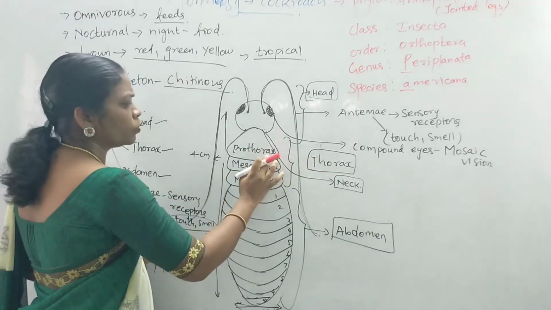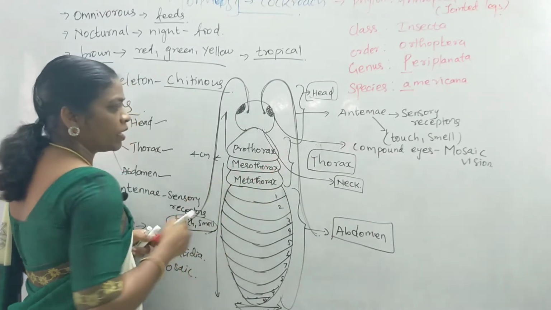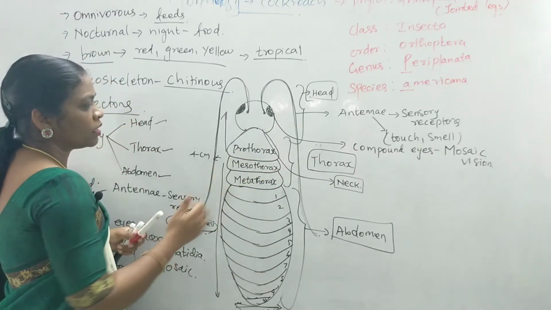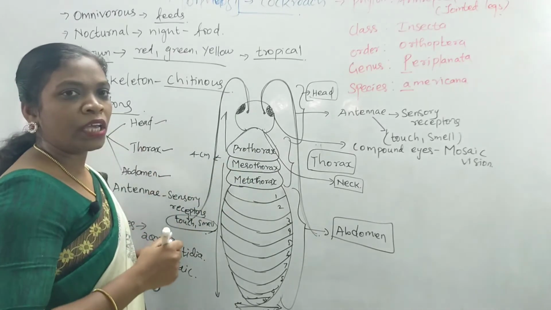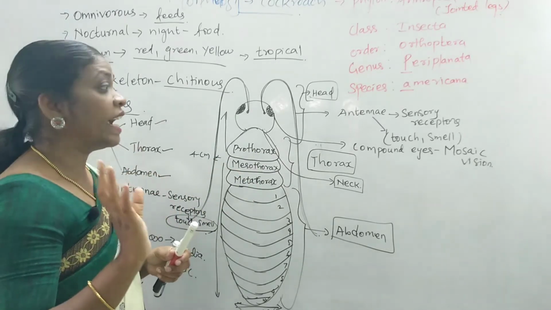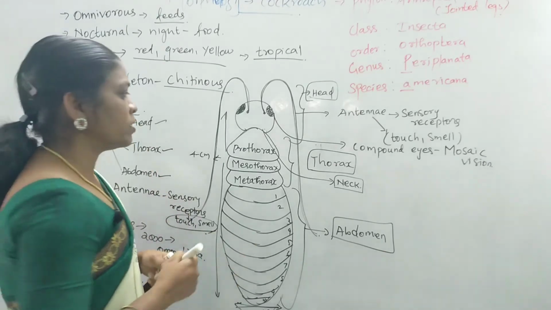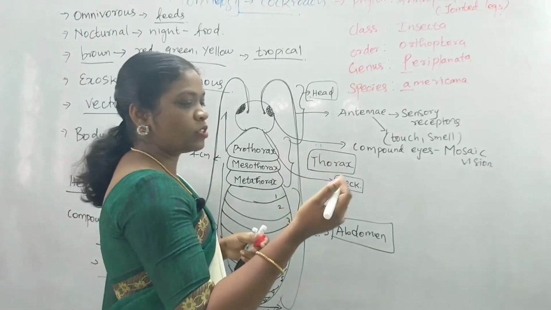The thorax is divided into prothorax, mesothorax and metathorax. In each of the pro-, meso- and metathorax, you can find a pair of walking legs. All these walking legs are identical and actually similar. We'll now draw the expanded structure.